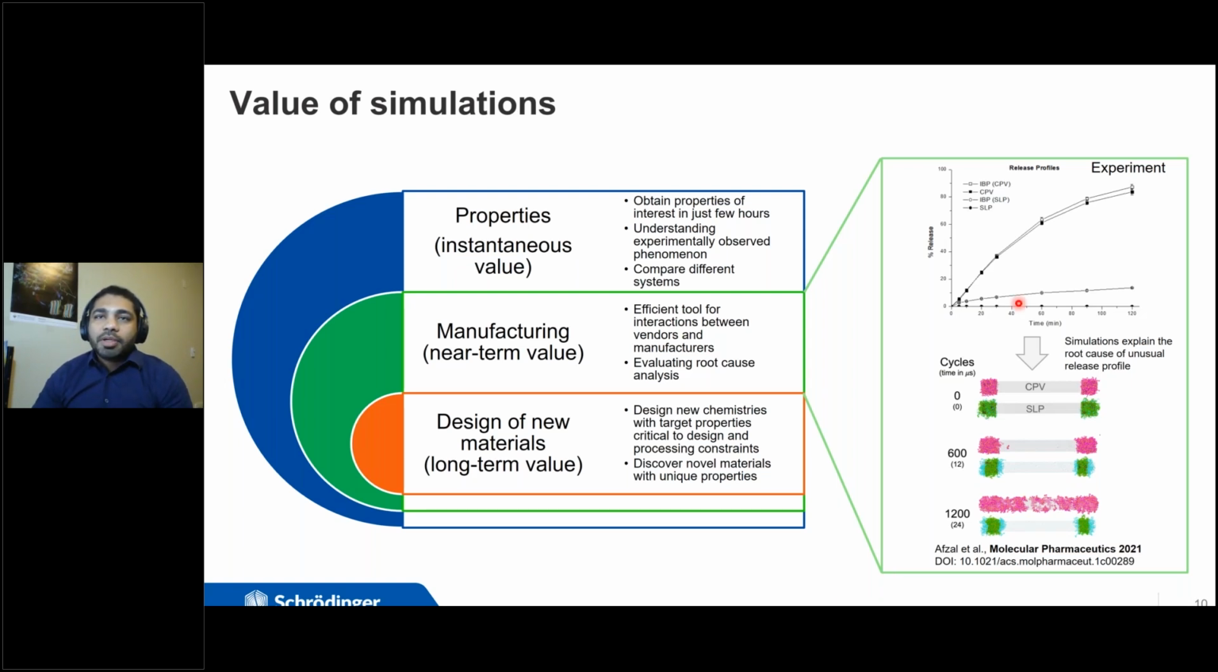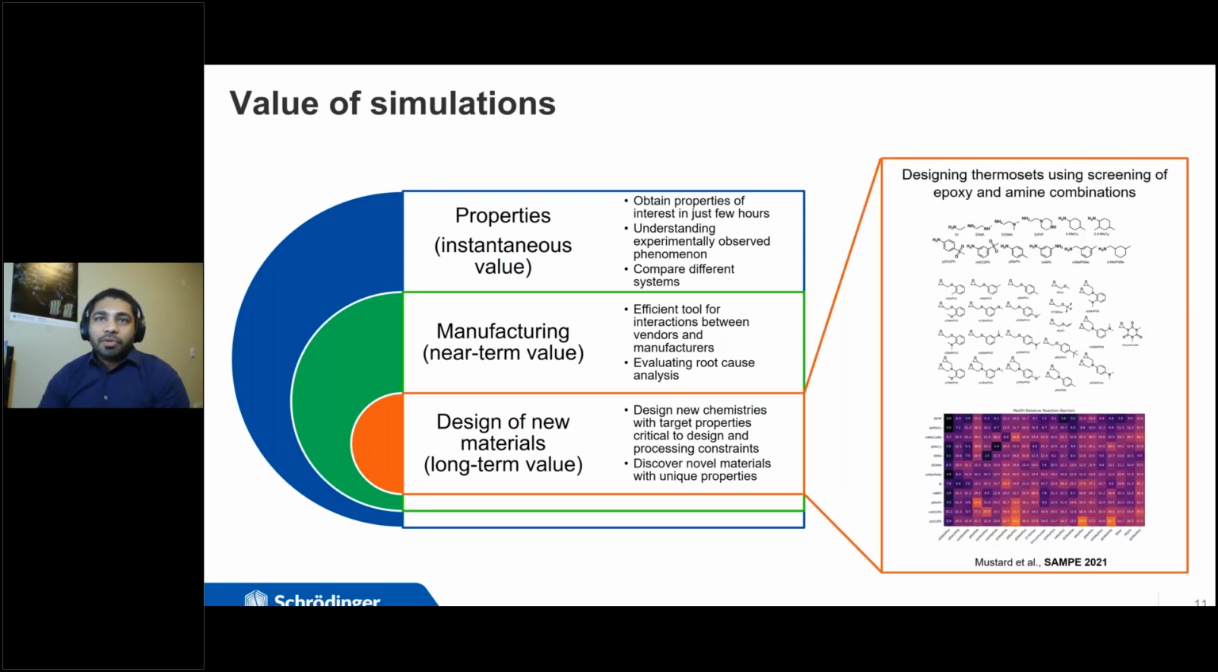What I'm showing here is an example of a drug release profile from two different formulations that use two different polymers. This was quite puzzling from the experimental point of view because it was counterintuitive. And using simulations, we were able to understand what interactions are happening at the molecular level that cause this unusual behavior. And once we have accurate models and techniques to evaluate the properties of polymers, we can go ahead and use those to design new polymers.